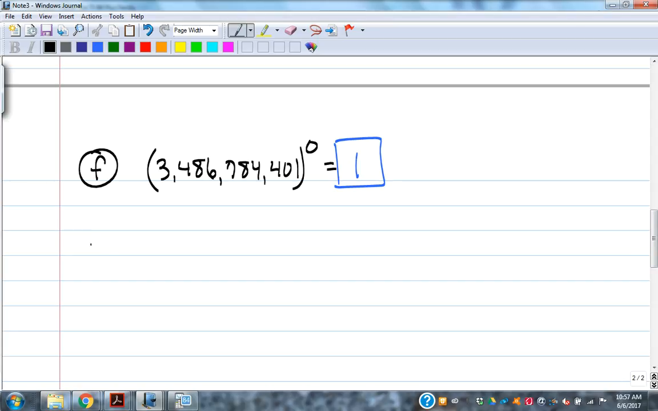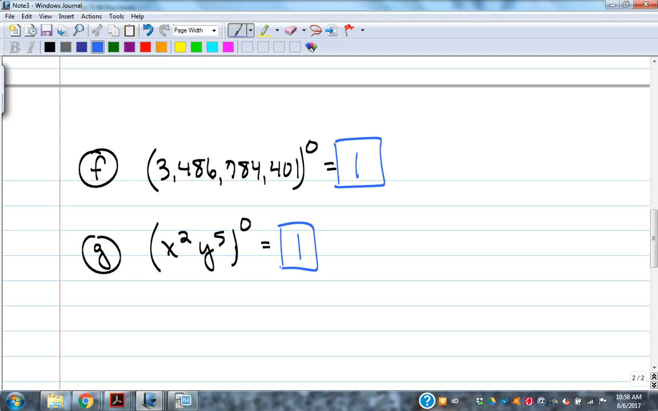You could have x squared y to the 5th in parentheses. If it's got a 0 power on the outside, even though those are variables and you don't know what their number value is, then you can change them into ones. It's a 1. Everything to the 0 power is a 1. Okay. All right. 0 exponent taken care of.